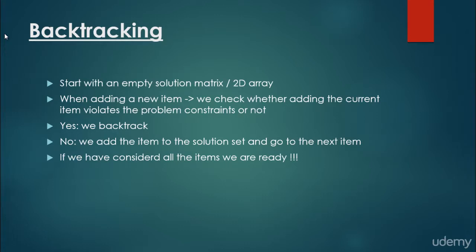If not, we add the item to the solution set and go to the next item. And again, we check whether it is good, whether it is feasible or not. So if we have considered all the items, then we are ready. We managed to solve the problem. So this is the backtracking part, and that's what we are going to implement.